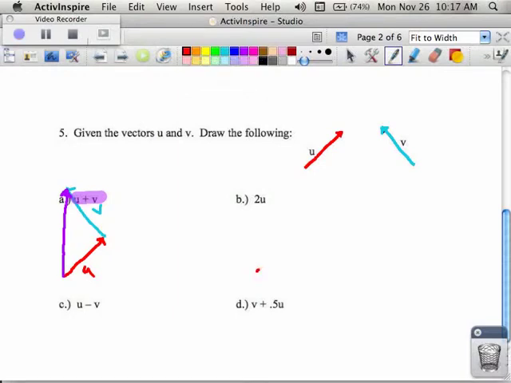So my first u looks like this. There's u. Oh wait, I want twice as long as u, so that's another u. And so my answer is 2u. It's double.